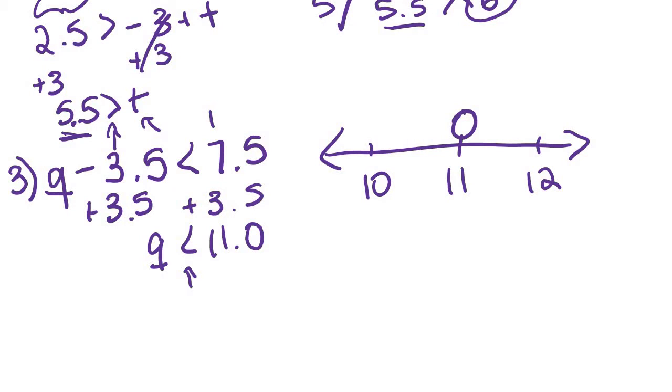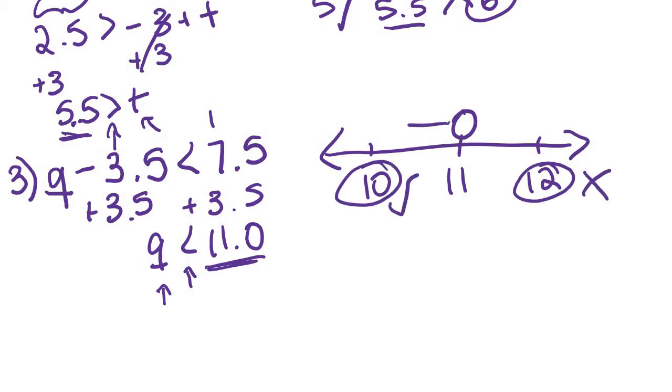All right, we want all the q's that are smaller than 11. That alligator is opening into the 11, so that's the bigger number. So q is smaller. Is 12 smaller than 11? No. Is 10 smaller than 11? Yes. So we draw the arrow in the direction of our check mark. And that is number 3.